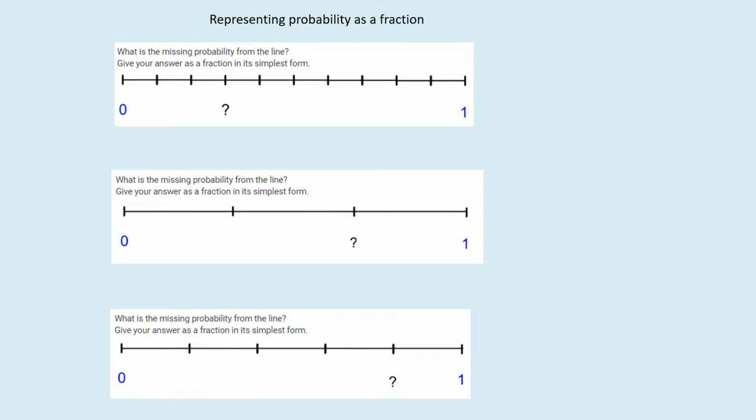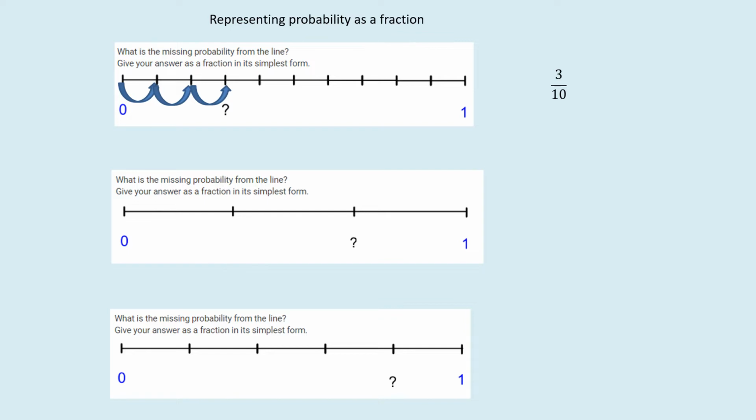Well, first of all, we need to count how many spaces there are altogether. Altogether, I can see there's 1, 2, 3, 4, 5, 6, 7, 8, 9, 10 spaces, and going from 0 to my question mark, there are three spaces. That means 3 out of 10 is missing. So that is my answer.